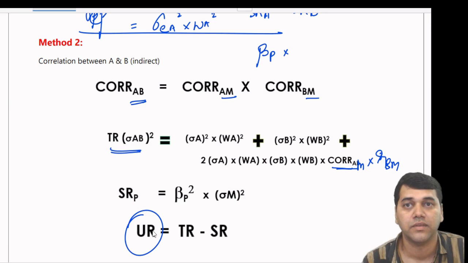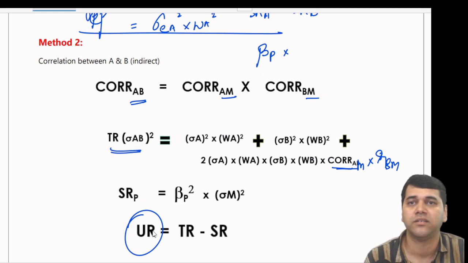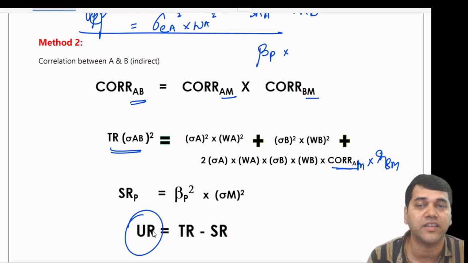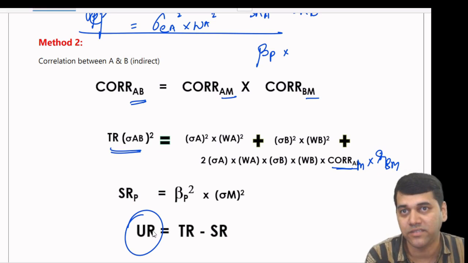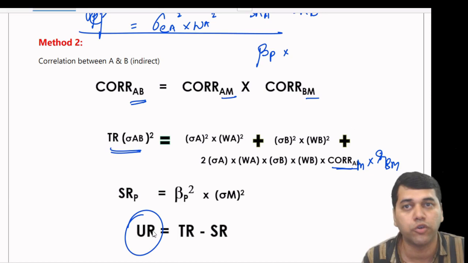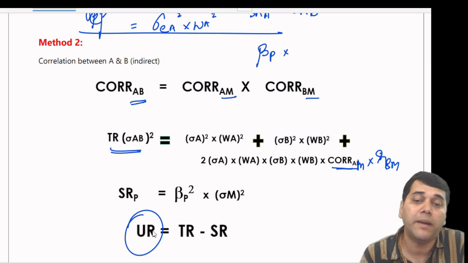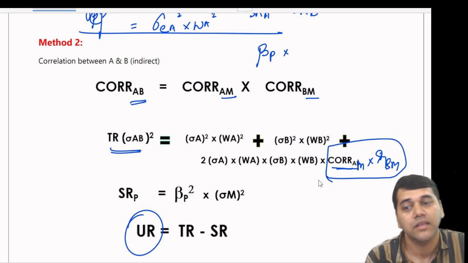See, when you come to an individual stock, unsystematic risk is always a balancing figure. There is no equation to calculate it. But when you are talking about the portfolio's unsystematic risk, there are two ways. One, you have got individual stocks, unsystematic risk is there. Take the weight square of that, because we are analyzing everything in variance. It becomes unsystematic risk of the portfolio. Add systematic risk of the portfolio, you get the total risk. Or find out the total risk of the portfolio by finding out the correlation between AM and BM, then minus the unsystematic risk. Have you understood?